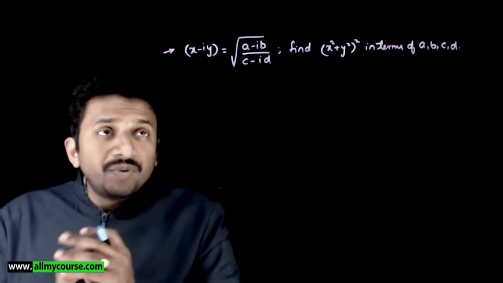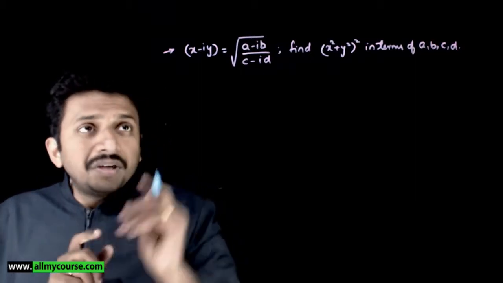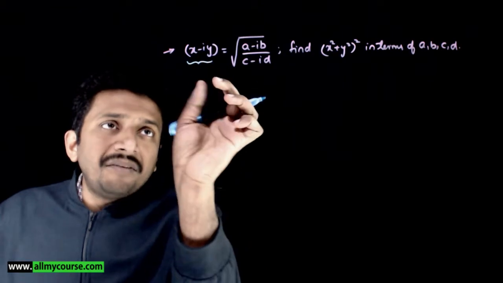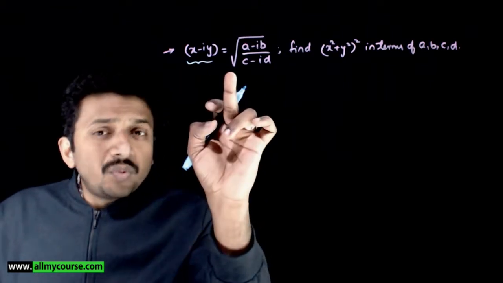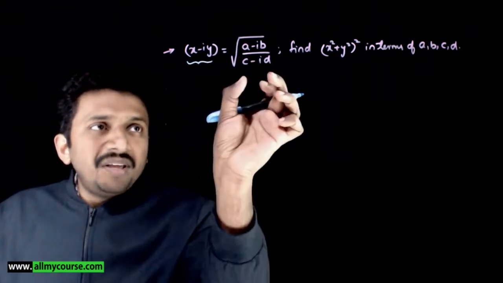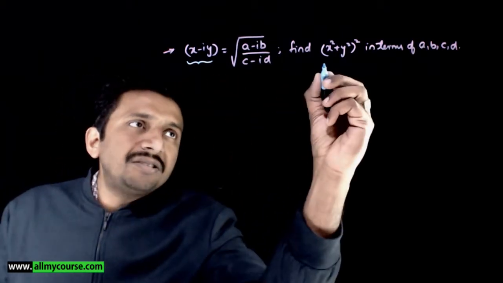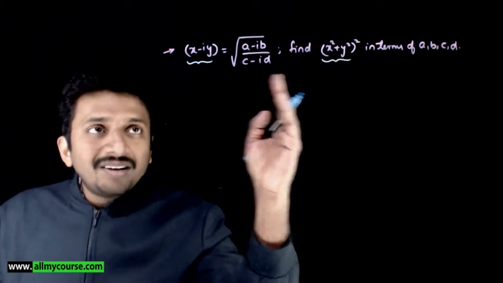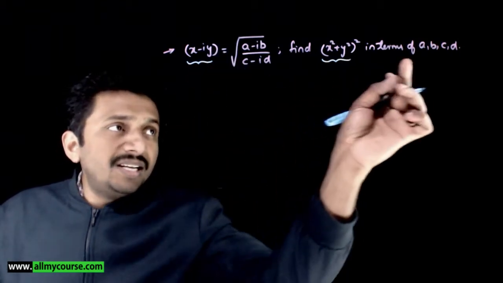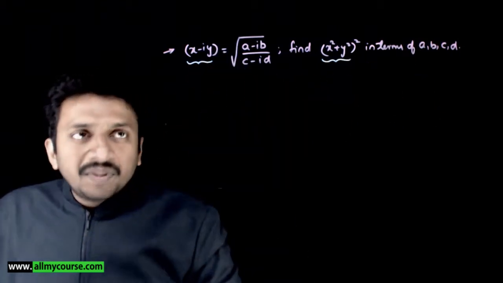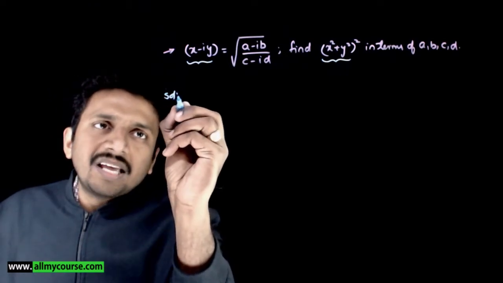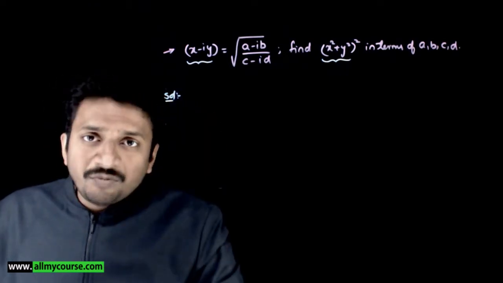So let us look at this very interesting question. In this question, you're given that x minus iy, the complex number, is equal to the square root of (a minus ib) by (c minus id). If this is so, you're asked to find the value of (x square plus y square) whole square in terms of a, b, c, d. This is a question based on the properties of modulus.